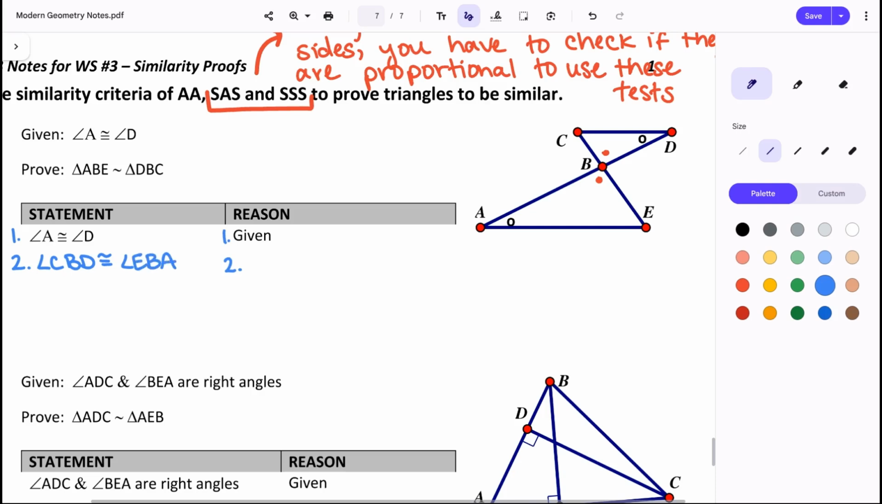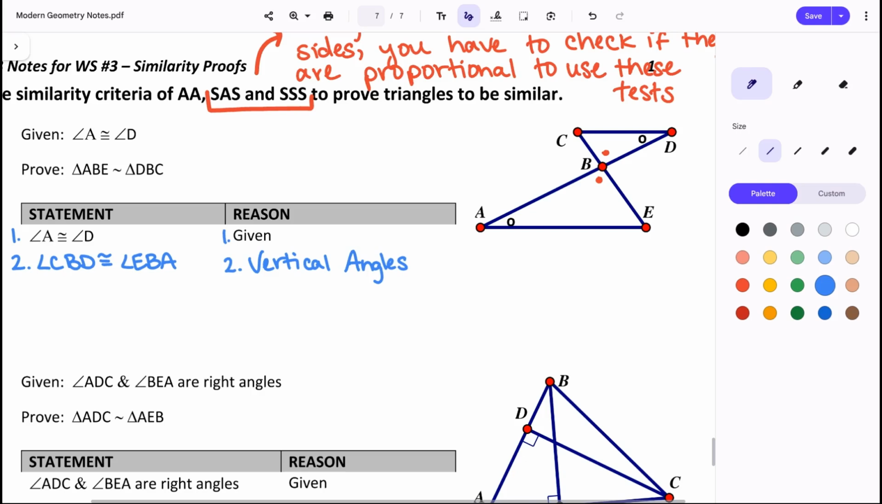Order still matters. We have to make sure that we're keeping like things together. So C and E are both unmarked, so they need to go together. The B, of course, is going to be shared in the middle. And then D and A were the ones that we started out with. So those have to go together in your name. And then we said our reason was because these are vertical angles.